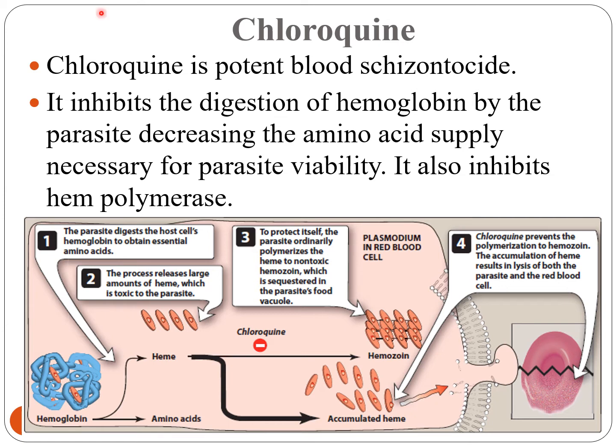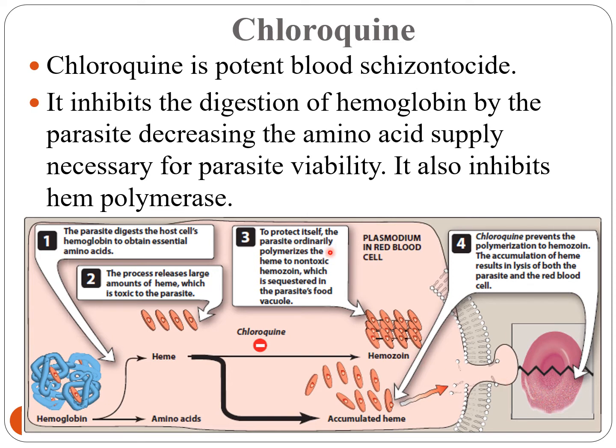We'll see this mechanism. The parasite digests the host cell hemoglobin to obtain the essential amino acids. This digestion results in an excess of heme. The process releases large amounts of heme, which is toxic to the parasite. So the parasite should convert the heme to hemozoin, which is less toxic. Chloroquine inhibits the conversion of heme to hemozoin, so the accumulation of heme will have a toxic effect on the parasite inside the red blood cells.